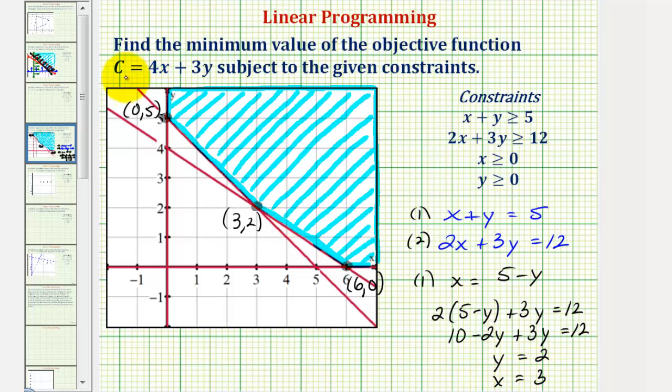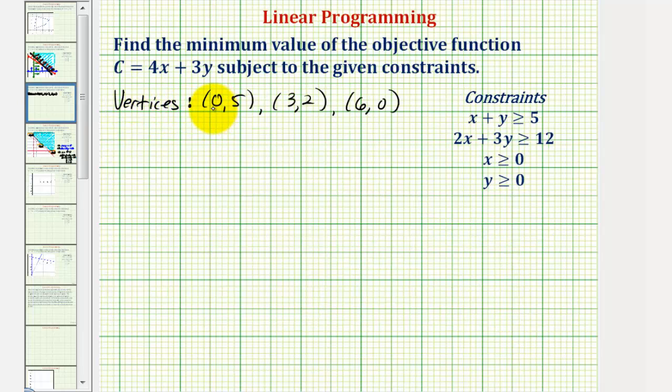And now for the last step, we'll substitute the coordinates of each of these points into our objective function to determine the minimum value of our objective function. Let's go ahead and do this on the next slide. Using the corner point or vertex (0, 5), we'll substitute 0 for x and 5 for y. Sometimes you'll see this written as C(0, 5). So we would have 4 times 0 plus 3 times 5, which equals 15.